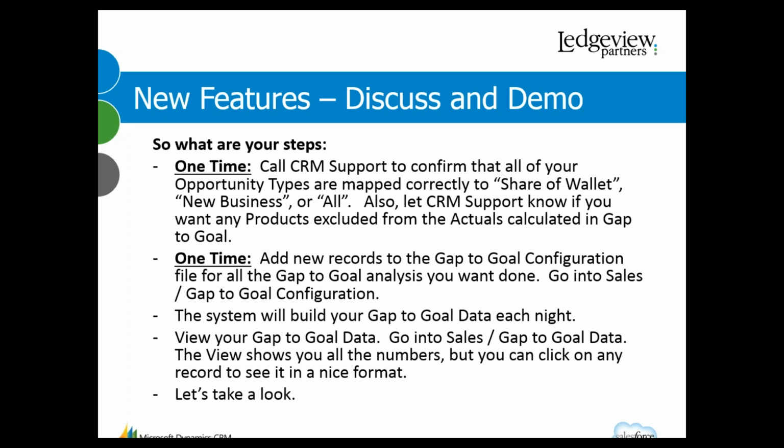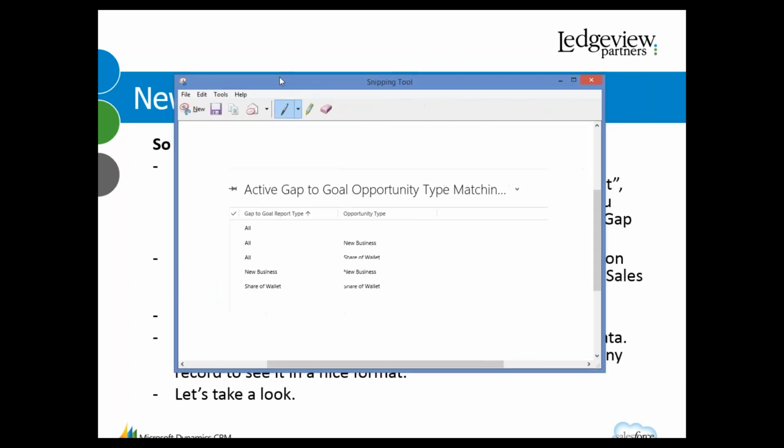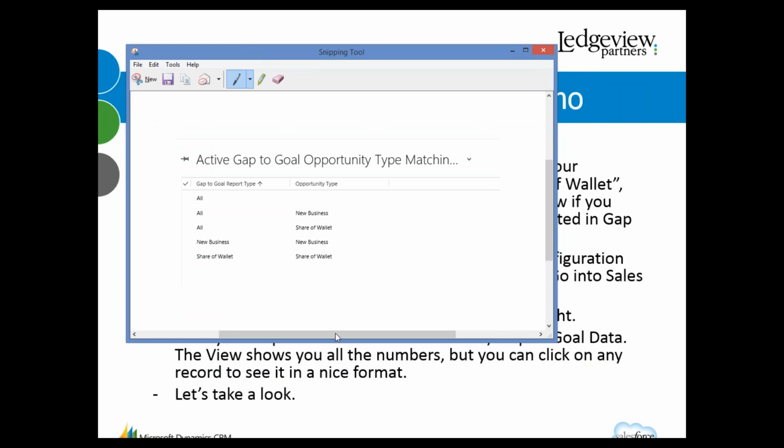So the way that looks, I'll just pull over an example of this. Hopefully this shows up on here. So this is the way in our little test library, the way I have this set. If for some reason there's a blank opportunity type, I want all of those to be included when I'm analyzing my all business. And my new business is considered all, and share a wallet. That all rolls into when I run an all report. But I only want my new business opportunity types to feed into my new business gap to goal report, and my share a wallet opportunity type to feed into my share a wallet.